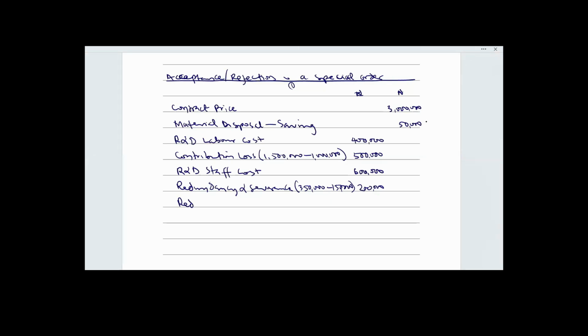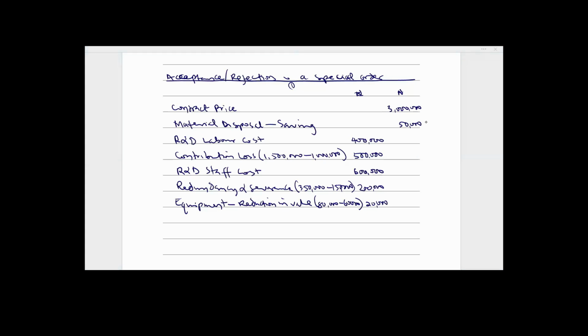Equipment. Let me put equipment. Reduction in value. Let me manage this one. 80,000 minus 60,000, which is 20,000. Okay, then. What else?